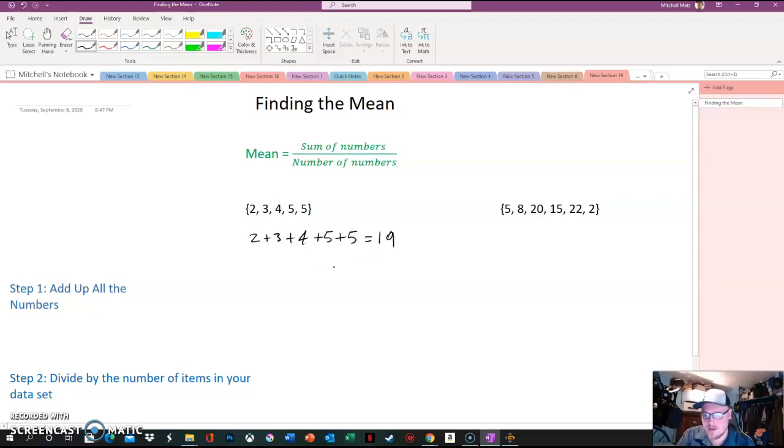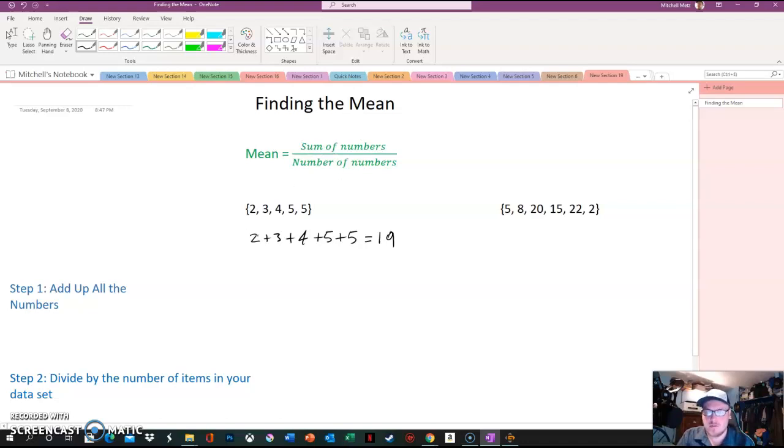Now the second step in the process is you're going to divide by the number of items in your data set. Or in other words, you're going to divide by the number of numbers. I like to call it that. So if you notice up here, this is our formula. Mean is the sum of numbers divided by the number of numbers. Or again, you're adding all the numbers on top and then you're dividing by the number of numbers.